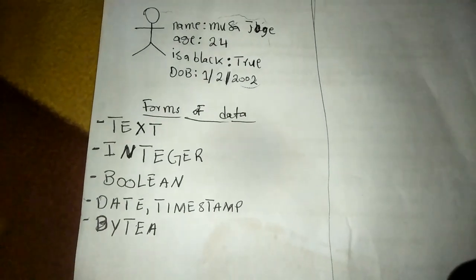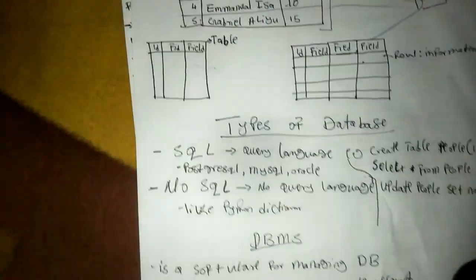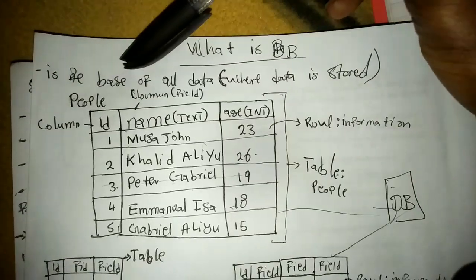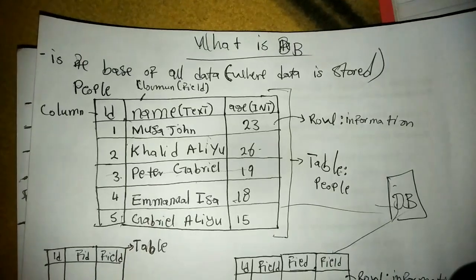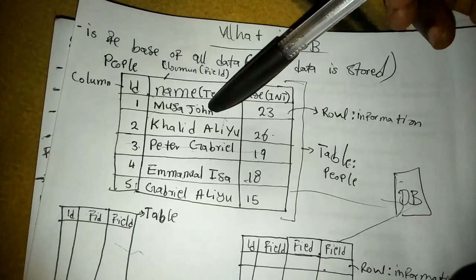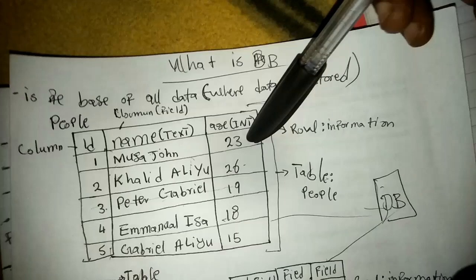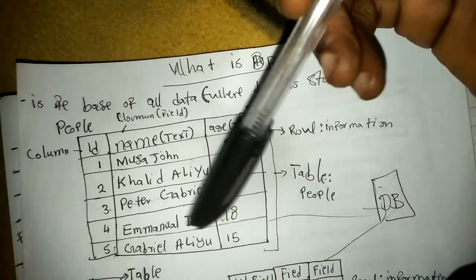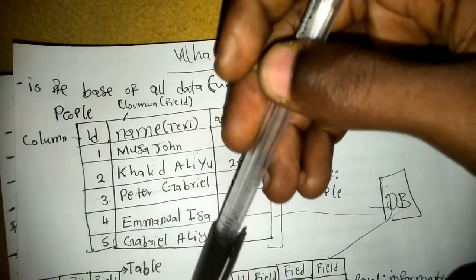So now we understand what data is and the forms of data. Now we're going to understand what a database is. So as you can see, what is a database? A database is the base of all data, where the data is stored. Like I told you, we understand what data is, so where is data being stored? As you can see, these are the data. We have the name Musa John, his age in form of integer 23. We have Khalid Aliu 26, Peter Gabriel 19, Emmanuel Gabriel Aliu, and so on. If we like, we can have so many of this data.